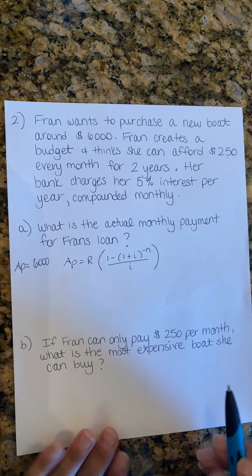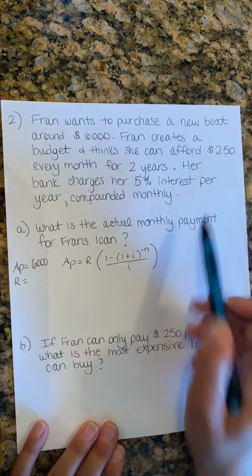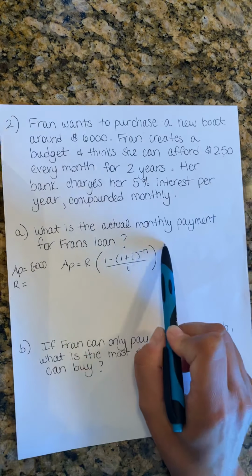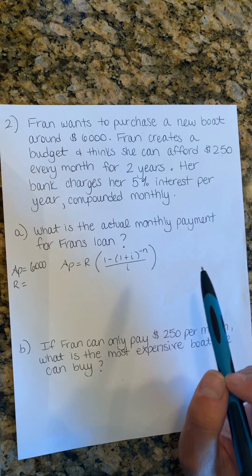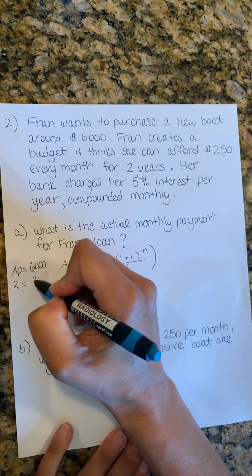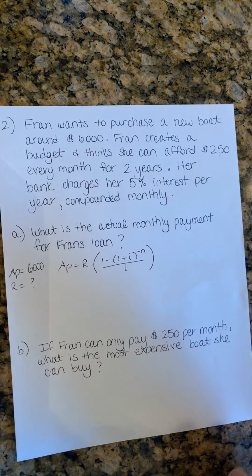All right, what else we got? We don't know R for part A. Yes, she can afford $250, but we want to know what her actual monthly payment would be. So the $250 doesn't apply to the first part A.